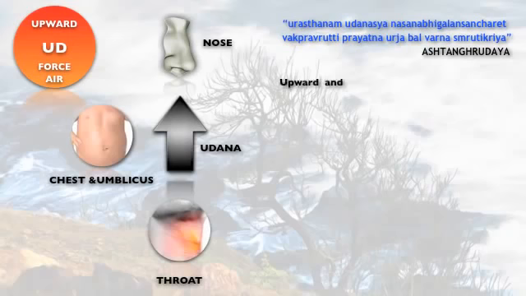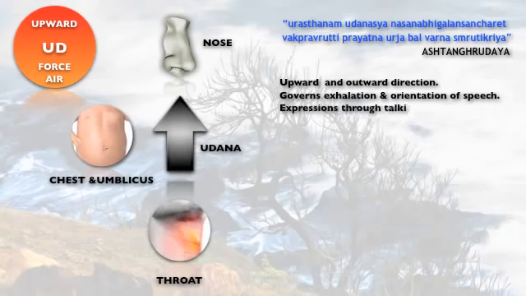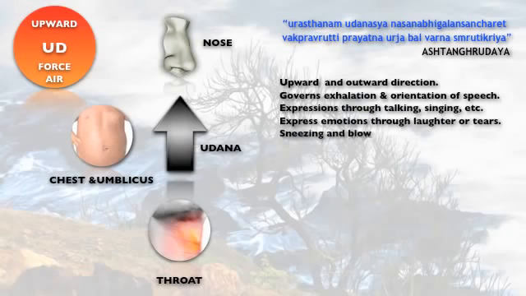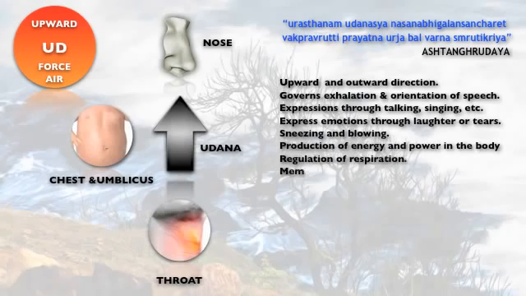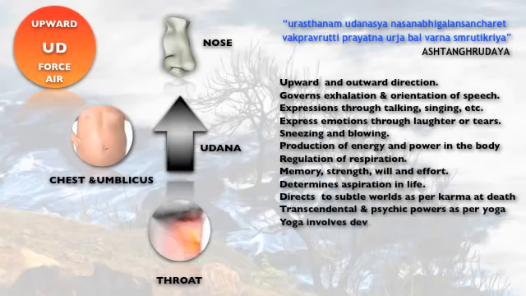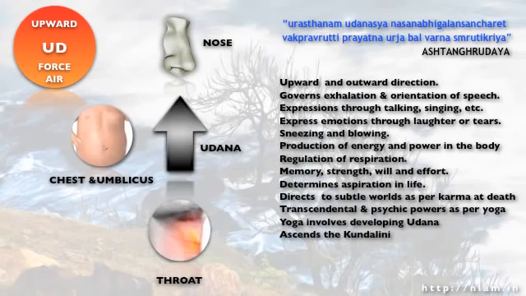Udanavayu acts in the opposite direction of Pranavayu. It acts in an upward and outward direction. It governs exhalation and orientation of speech, both of which occur through the outgoing breath. It allows us to express ourselves through talking, singing, whistling, to show our emotions through laughter or tears, and to perform actions such as sneezing and blowing. Production of energy and power in the body are linked with Udanavayu. It is mainly related with the regulation of respiration.